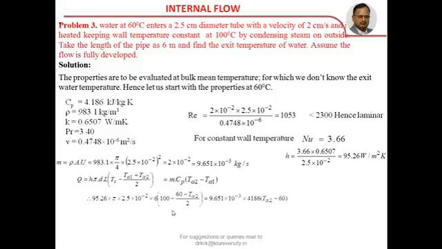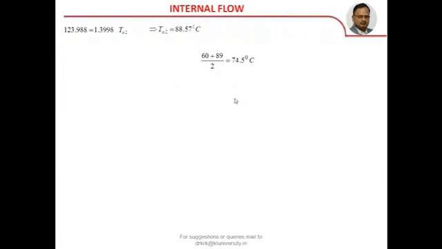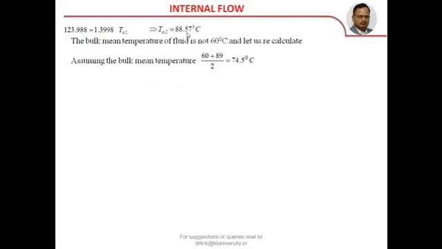And the Q is equal to hA, h into surface area, pi d L, Ts minus bulk mean temperature, (T alpha 1 plus T alpha 2) by 2, equal to m Cp (T alpha 2 minus T alpha 1). We know everything except T alpha 2. h is already found, pi d L is known, Ts is known, T alpha 1 is known. So by supplying the values, determine the value of T alpha 2. So the T alpha 2 is 88.57.